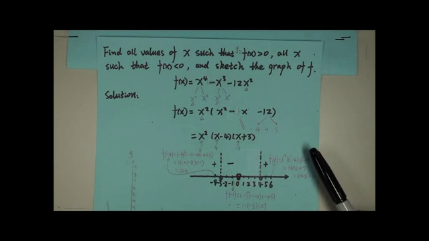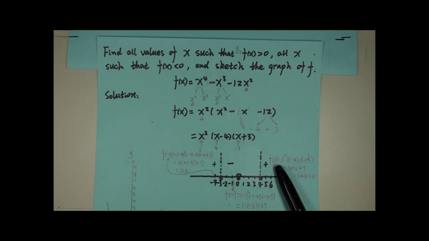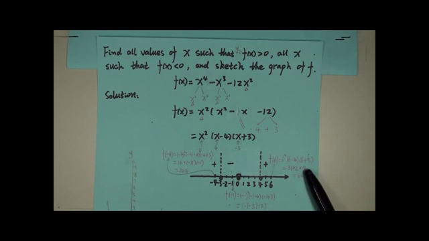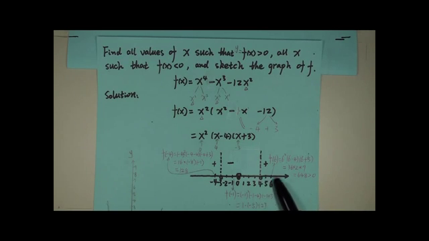Then you choose the test values. Okay. Above 4, you may choose 5 or 6. Let's choose 6. You plug in 6 here, 6 squared. 6 minus 4 is 2. Plug in 6 again, 6 plus 3 is 9. Okay, so you have a 36, which is 6 squared, times 2 times 9 gives us 648, which is positive. Okay, so above 4 you get positive.